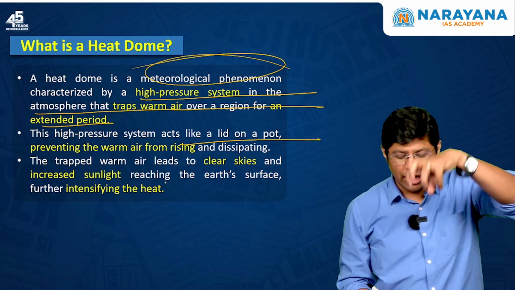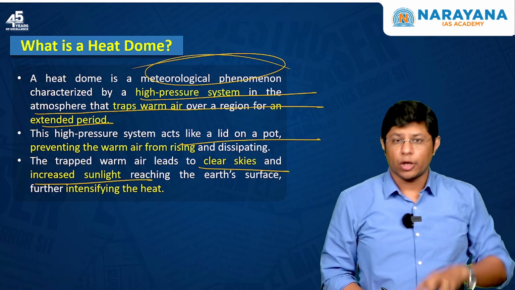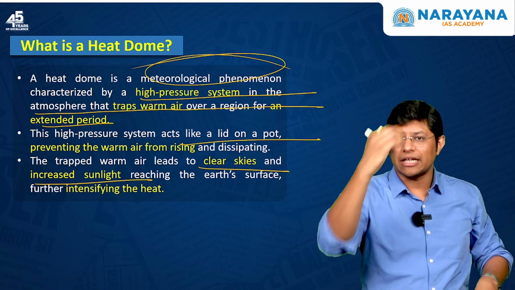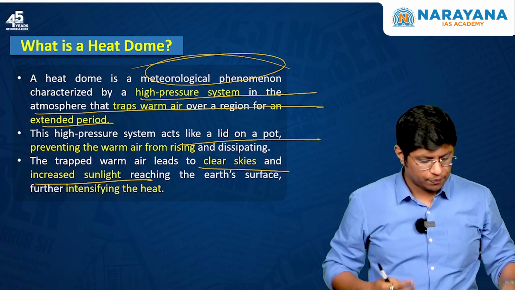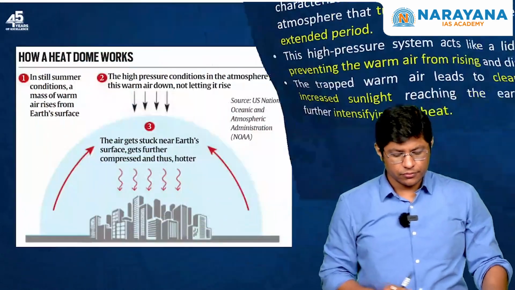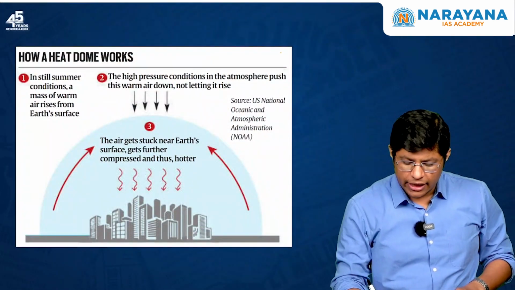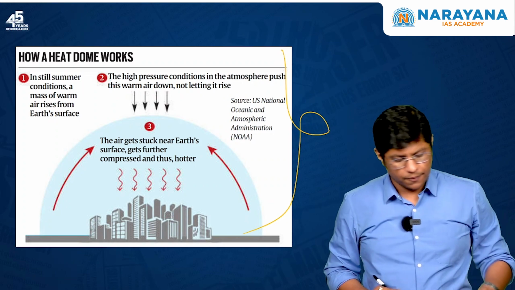Now this trapped warmth leads to clear skies and increased sunlight. Because of the clear skies, more sun rays are penetrating, making the region more hot or warm. This is known as a heat dome. Here you can see with the help of a diagram what exactly a heat dome is.